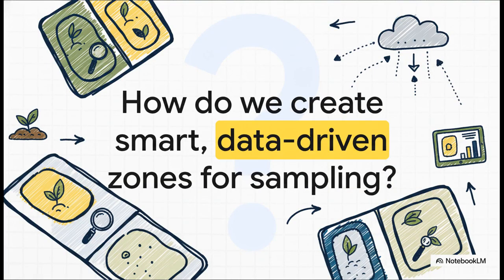Which, of course, leads to the big question, right? If zone sampling is so great, how do we actually create those zones? I mean, where do you draw the lines?